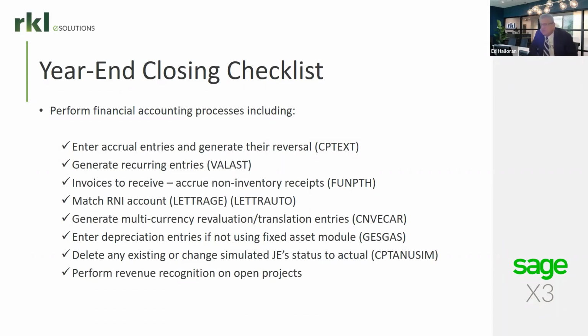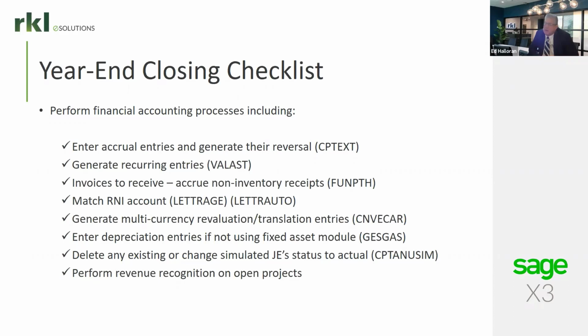Invoices to receive. When you're receiving non-inventory products in X3, there's no journal entry created for those transactions during the receiving process. So you'll want to run the invoices to receive process, and that'll actually generate an accrual that will reverse whenever you put in the reversing date, usually the first day of the next month.